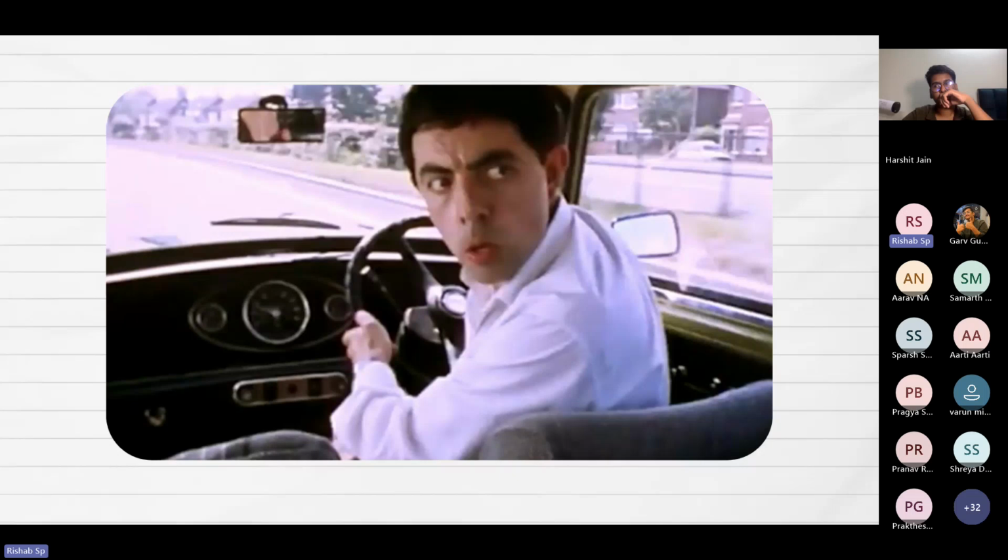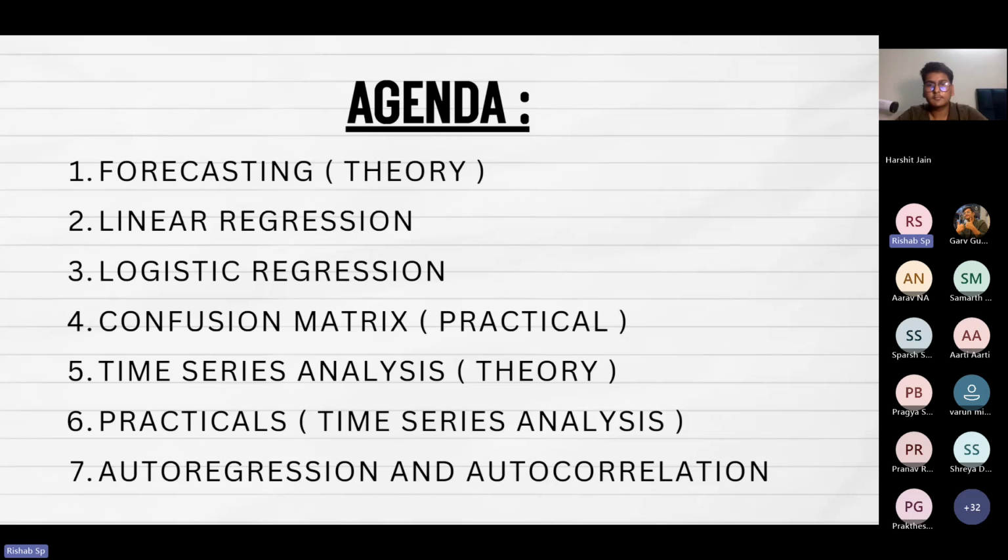We are focusing on predictive analysis in module 3. These are our main agendas. We have 7 main topics. First one is forecasting. It's a theoretical topic. It's easy. Then linear and logistic regression, almost similar to what we have learned before. We'll briefly discuss those two.